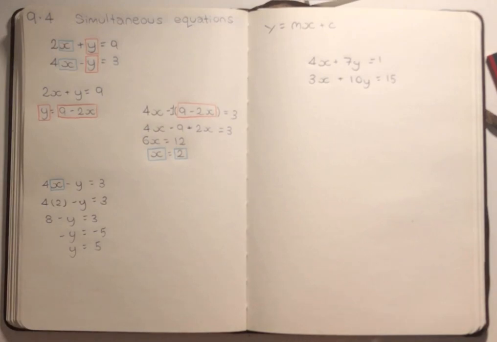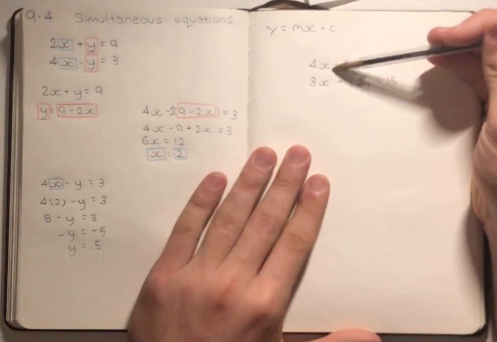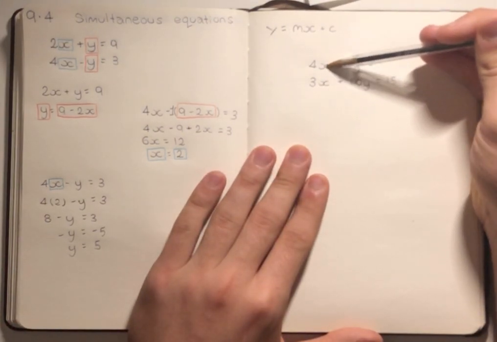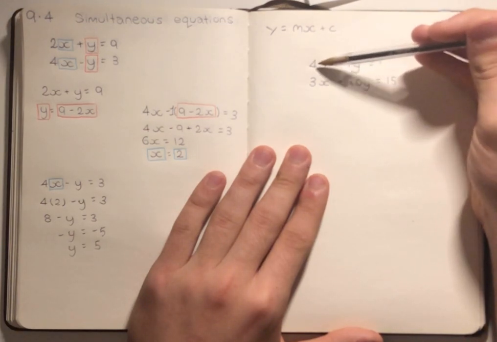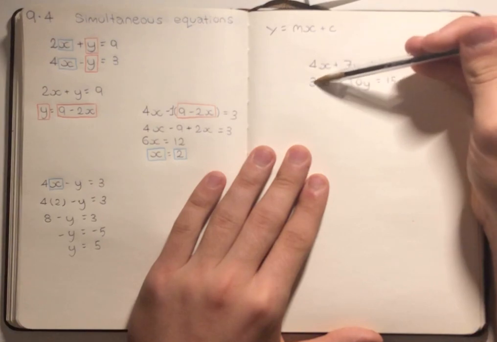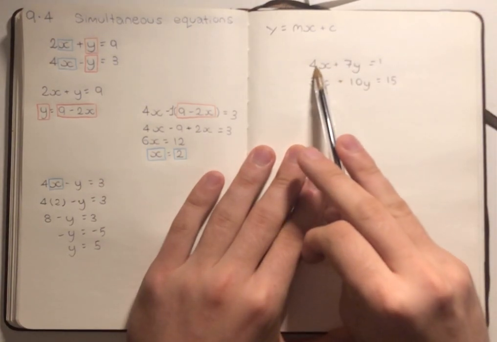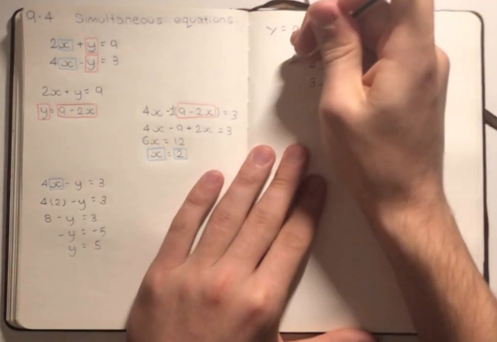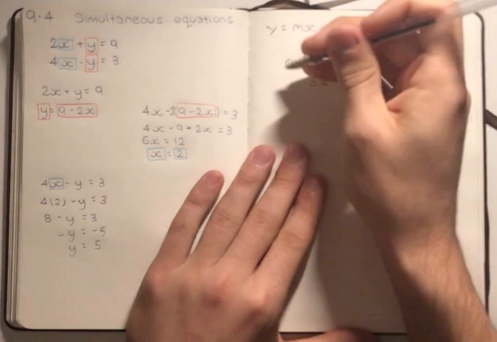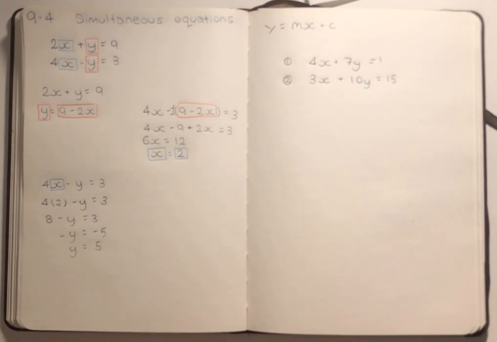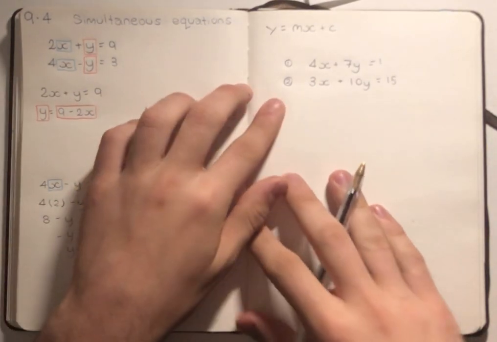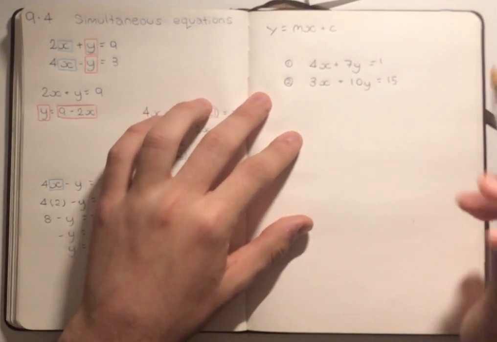What we're going to want to do is have two of the same variables being multiplied by two of the same coefficients. So let's use x here. First of all, I'm going to label this equation 1 and this equation 2. This is just for our benefit, and it may also make it a bit clearer for our examiners.